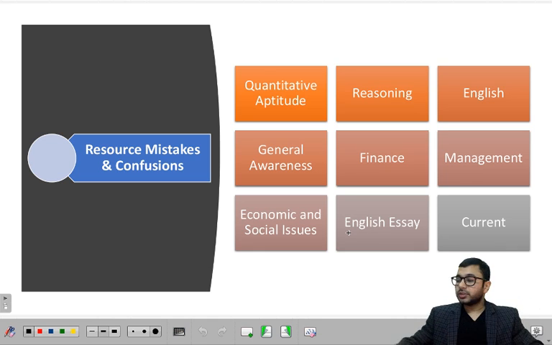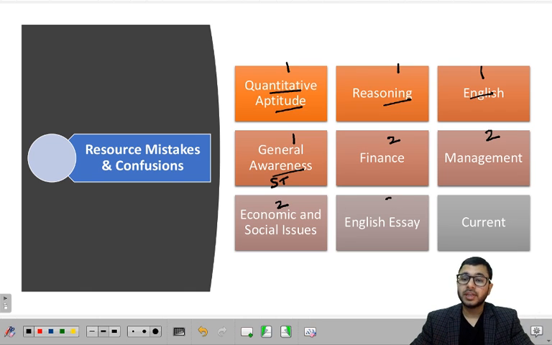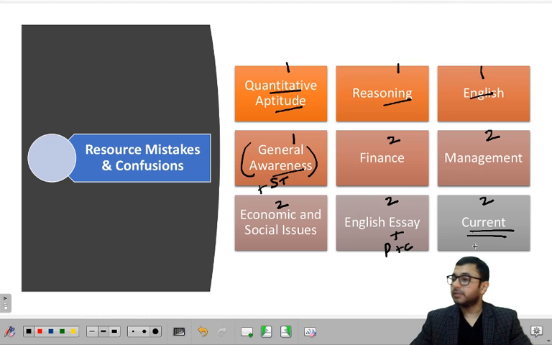Okay, so resource mistakes happen in these 9 areas that I have mentioned here. Quantitative aptitude for phase 1, reasoning for phase 1, English for phase 1, general awareness for phase 1, which includes the static portion also. Then you have finance for phase 2, management for phase 2, economic and social issues for phase 2, English essay plus precis plus comprehension for phase 2, and then you have current affairs for phase 2. So general awareness includes current affairs plus static portion for phase 1, and the current portion covers phase 2.